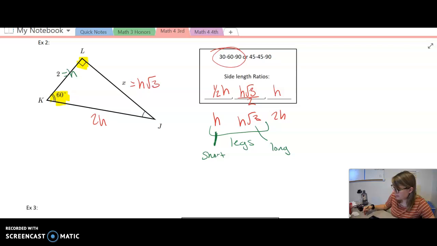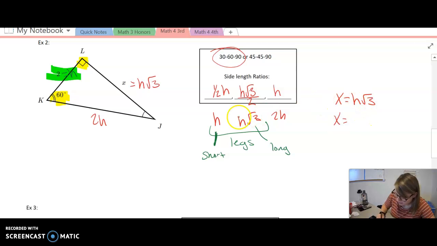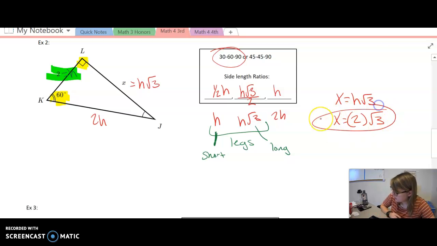Alright, so we need to find out what x equals. So if we know that h is 2 by the information we get from here, let's plug it in. So I'm going to move over here. So we have x equals h square root of 3. So x equals h, which we said was 2, square root of 3. And then that's what our side equals.